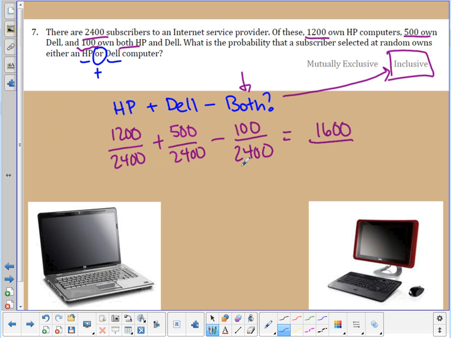And notice that my denominator stays the same. I don't add my denominators. Do not combine your denominators. This is like pieces of a pizza. The way the pizza is cut does not change. Okay, so this is 1,600 out of 2,400, which is 2/3 or 0.667 if I'm going to round that. Okay.